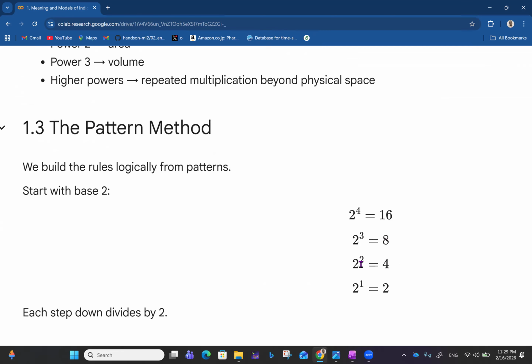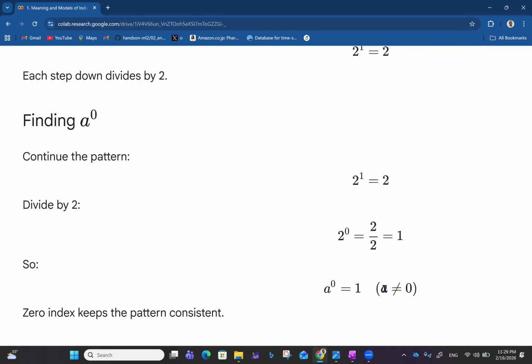So if you knock off 1 to here, you have 2 raised power 1. So 2 raised power 1 is equal to 2. But then here you see that each step down divides by 2. So as the numbers come down like that, we keep dividing by 2. Now what happens next? Let's look at this.